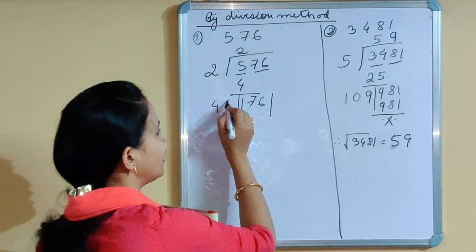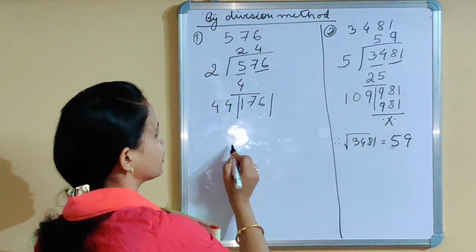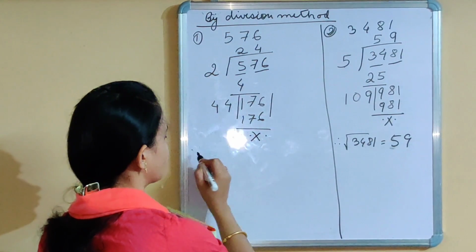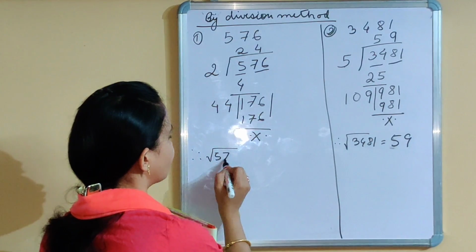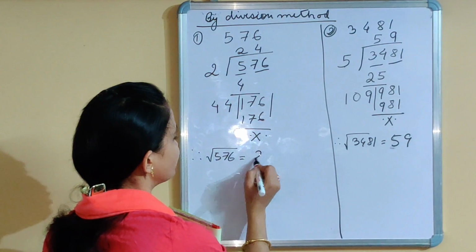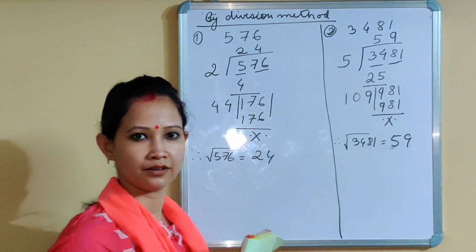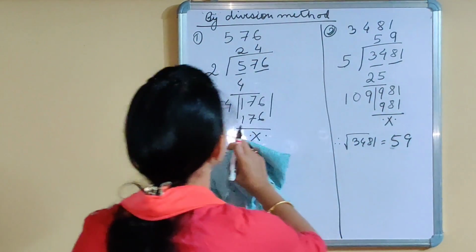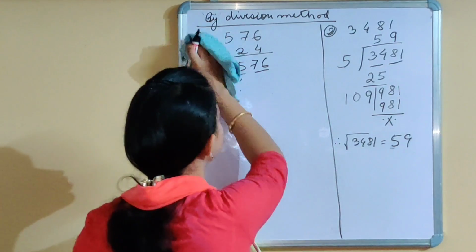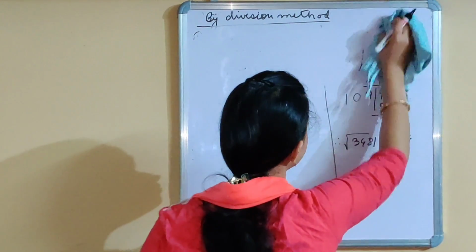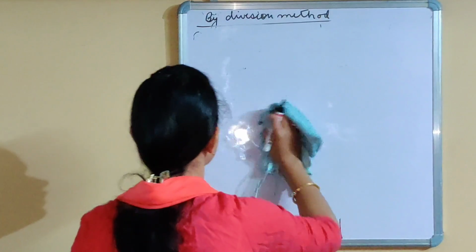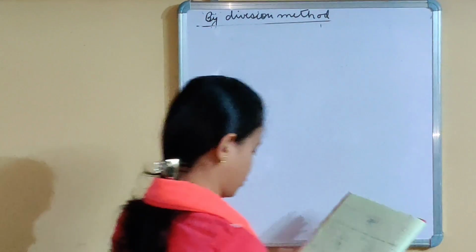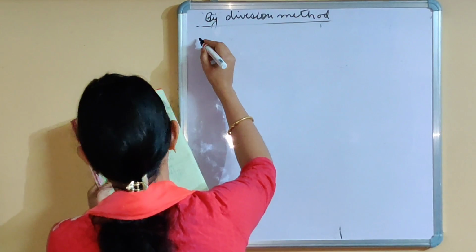And this number, let me give it as 4 and 4 here. So 4 into 4, 16. And this is 176. Therefore, square root of 576 is 24. Got it? So these are a bit simple numbers with 3 digit and 4 digit. Let's do with more than 3 and 4 digit numbers.